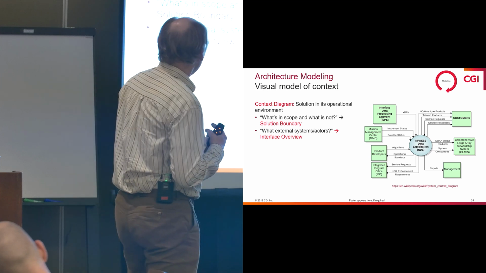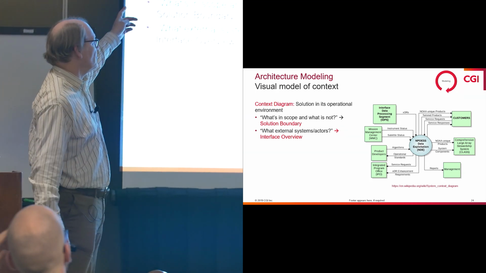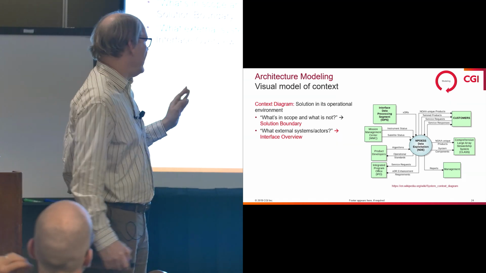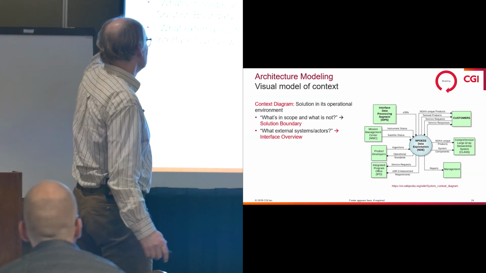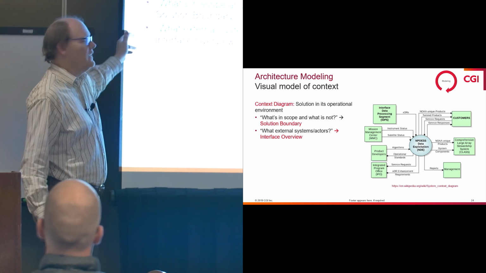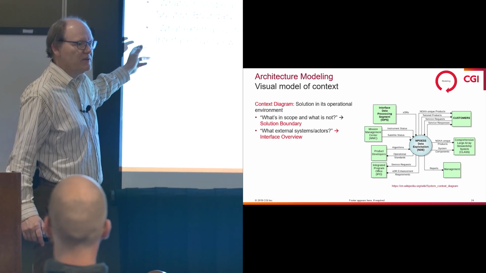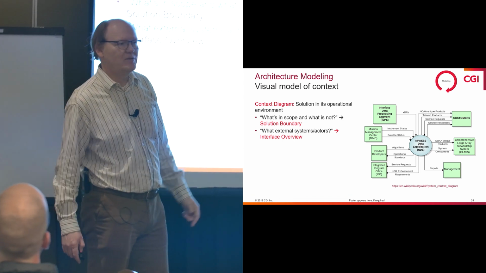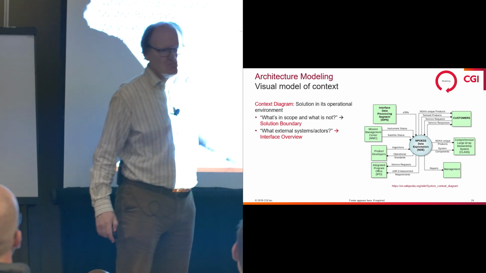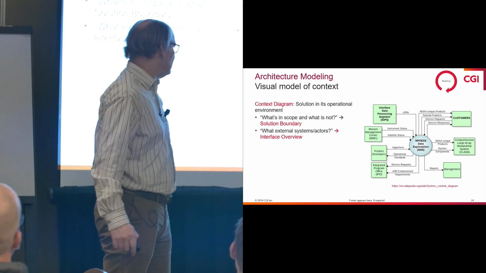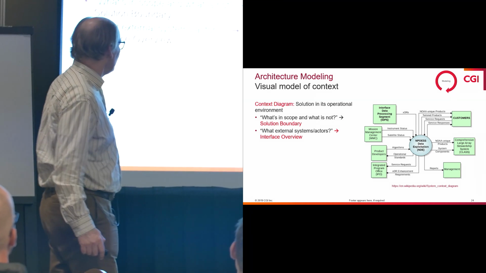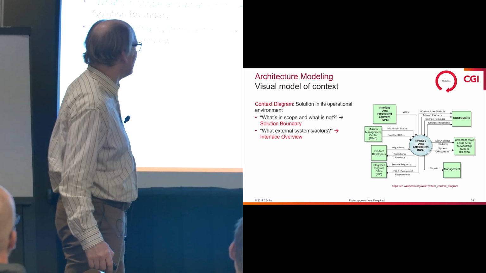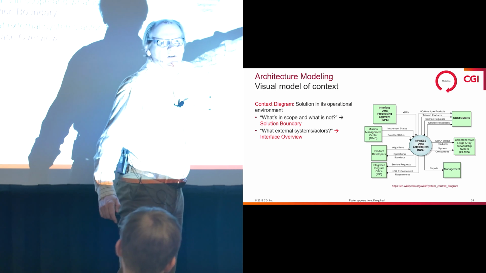Modeling the environment we usually do in a thing called a context diagram, which is basically an architectural view that answers two questions. What's in scope? And what are the external systems that I have to deal with, right? If you look up context diagram on Wikipedia, this is the picture that you get. This comes from, I think, the American Weather Agency, NOAA. Does anyone know what that stands for?